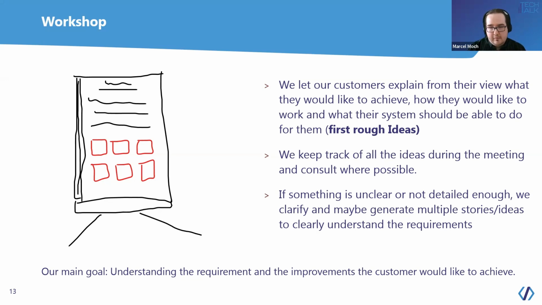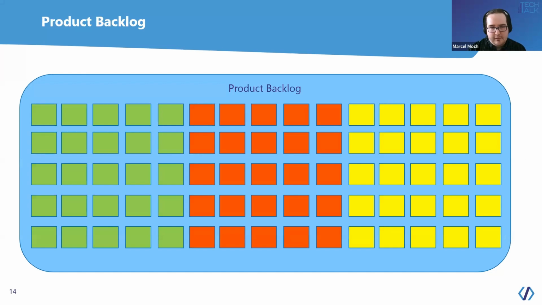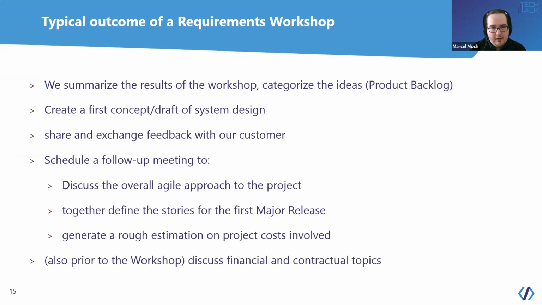And if something's unclear, we would, of course, try to understand it better in order to implement the functionality, or to not take something down that is confusing. So then the product backlog is formed. It's basically a wish list of everything you want your product to be able to do. Usually we then summarize the result of such a workshop and categorize the ideas. So first of all, it's just a list of ideas. We create a first concept and maybe also a draft of a system design.